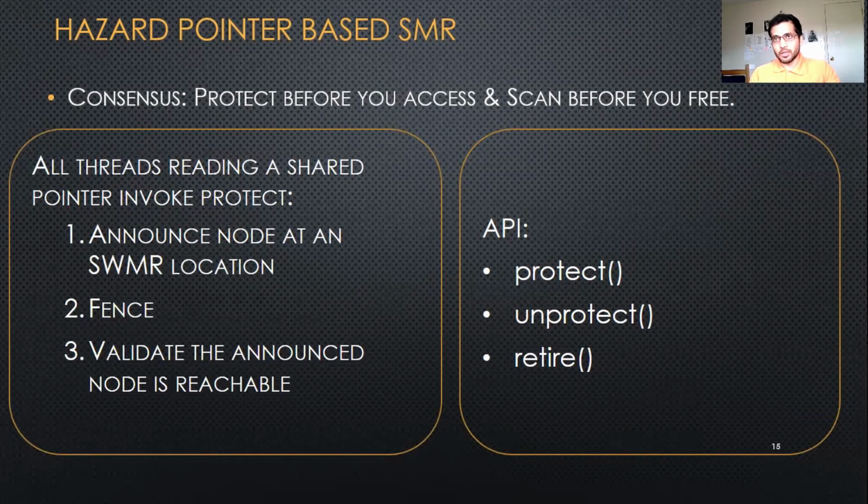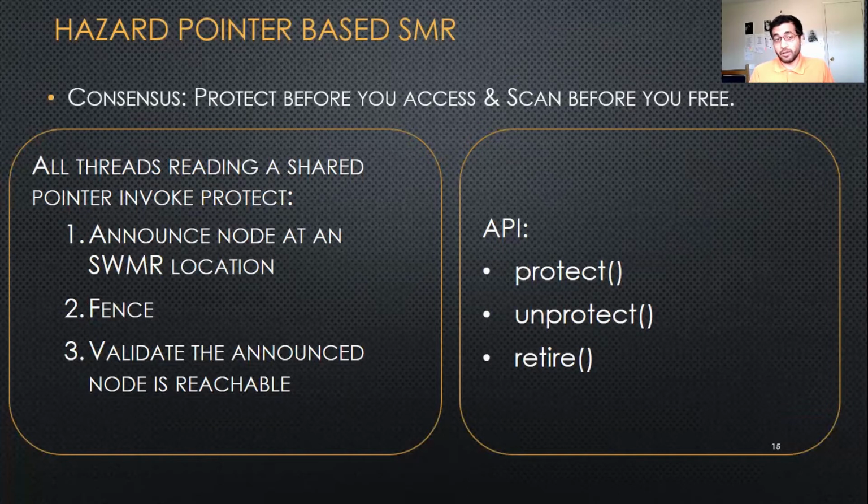So the important thing in hazard pointers is this protection mechanism, which is a three-step process. First, every thread which executes a protect call on a node has to announce the node in a single-item multi-reader location so that any other thread at the other end which is trying to free this node could first scan these reservations and then decide whether it is safe to free or not. The second step in the protection mechanism is fencing, which is required to make sure that announcements are not reordered with the scanning of the other threads. And the third step is validation. You need to validate that the node you announced was reachable at the time it was announced in the single-item multi-reader location.